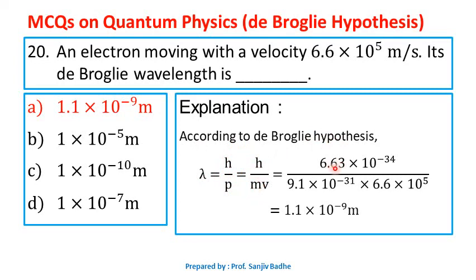h is 6.63 into 10 raised to minus 34 joule second. m is 9.1 into 10 raised to minus 31 kg for an electron. v is given as 6.6 into 10 raised to 5 meter per second. So if you calculate this, it will turn out to be 1.1 into 10 raised to minus 9 meters. So option A is the correct option. You can check the calculation.